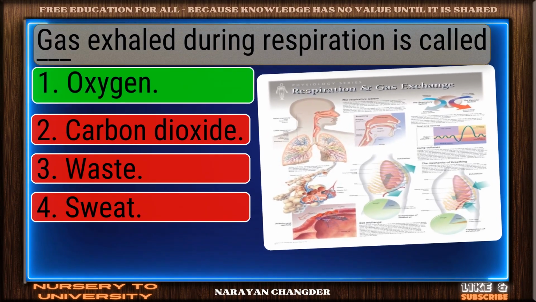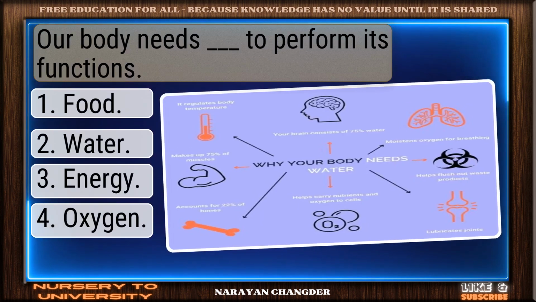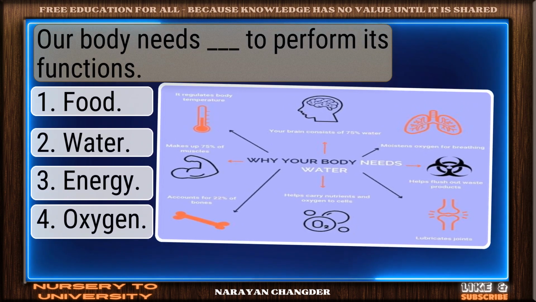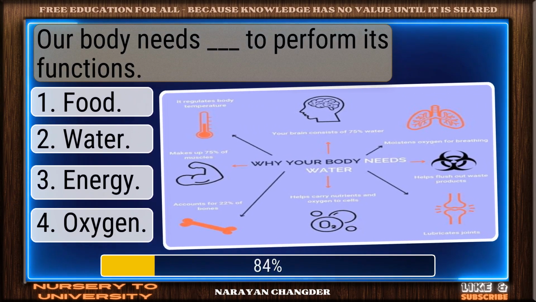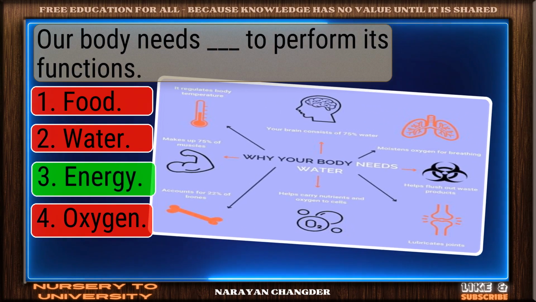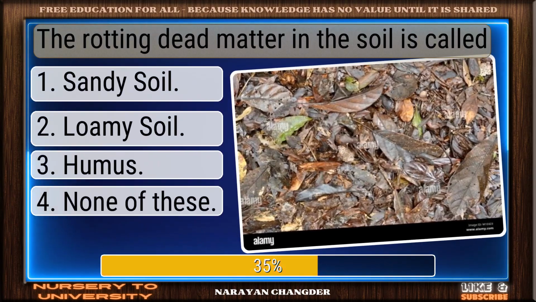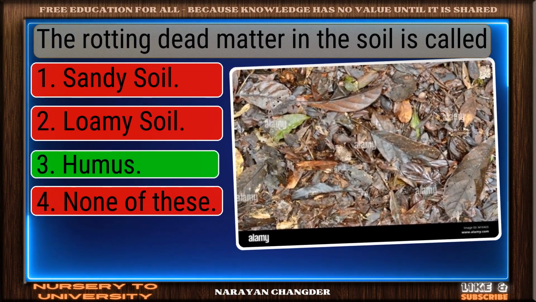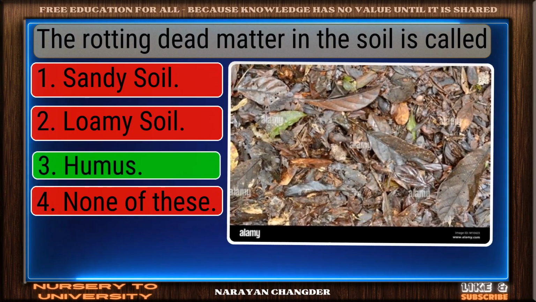Correct response. Oxygen is the most accurate answer. Question number 55. Our body needs dash to perform its functions. On track. Energy is the correct answer. Question number 56. The rotting dead matter in the soil is called. Clear logic? Your choice humus is sound and 100% true.